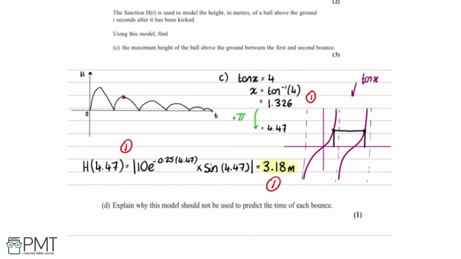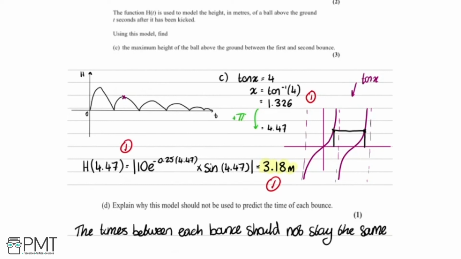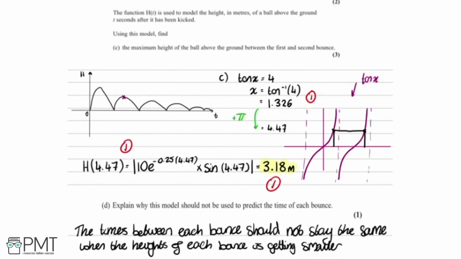Lastly, we're going to take a really quick look at part D, where it says, explain why this model should not be used to predict the time of each bounce. The reason for this is that the times between each bounce should not stay the same when the height of each bounce is getting smaller. I haven't drawn it very well here, so it doesn't really show it. However, in the model, the times between each one will be the same, whereas in reality, they'll get shorter and shorter the more the ball bounces. So we just get 1 mark for this statement here.